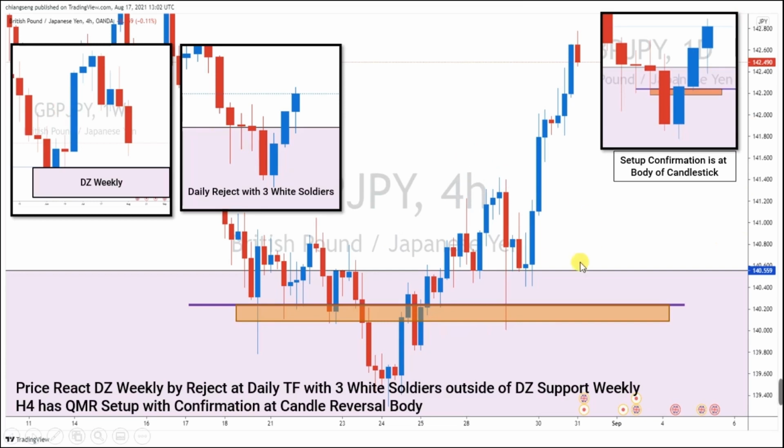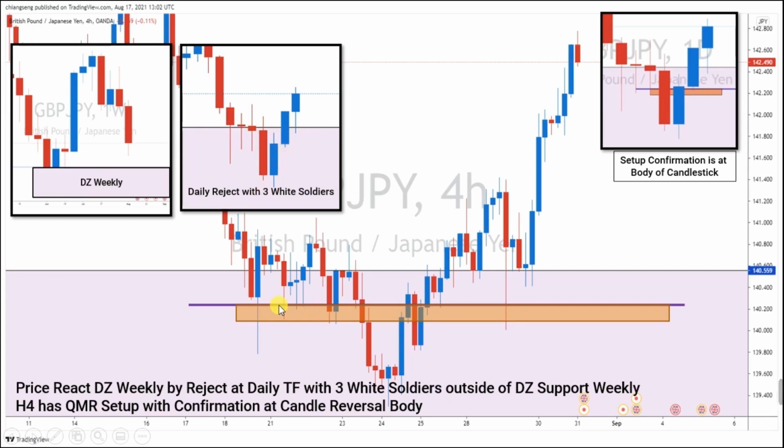This is my main setup, which is the QMR H4 GBP JPY. As you can see, I have drawn that the price has reacted. Okay. And before that, I want to mark the danger zone weekly because price has reacted from the danger zone weekly. I want to prove that. Second thing, I want to show that there's a confirmation of rejection. The daily time frame has shown that there is a reversal signal, which is the 3 white soldiers.